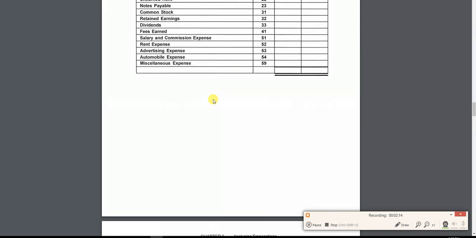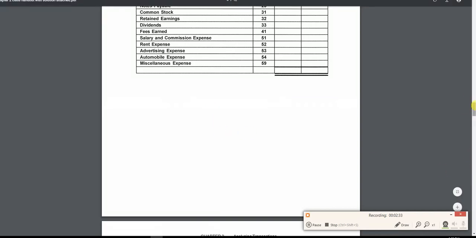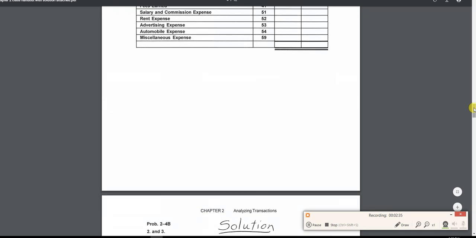Okay, so the first question that you did, purchased office supplies on account for $3,150. So you're going to ask yourself, what did we get? We got office supplies. Office supplies is an asset. Assets are increased with debits. So I'm going to debit office supplies for $3,150. And how did I get those? I got those on account.